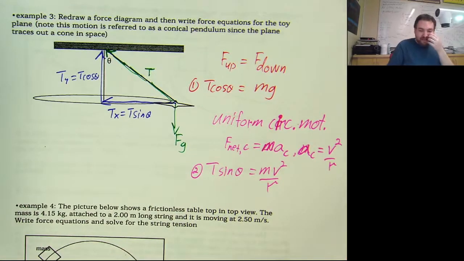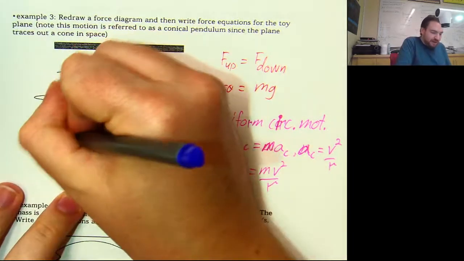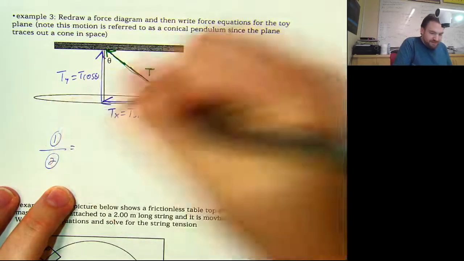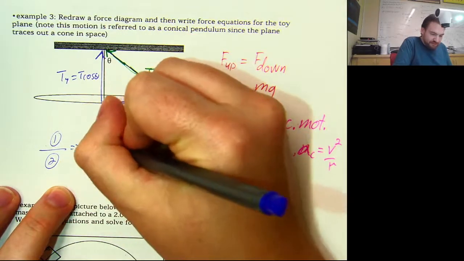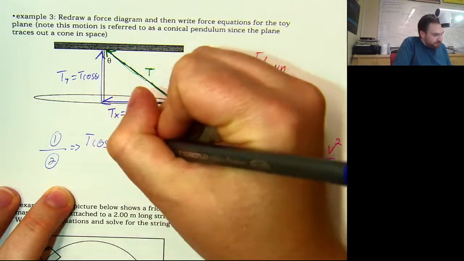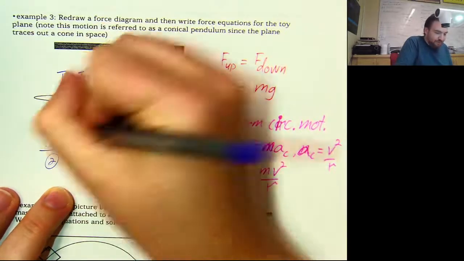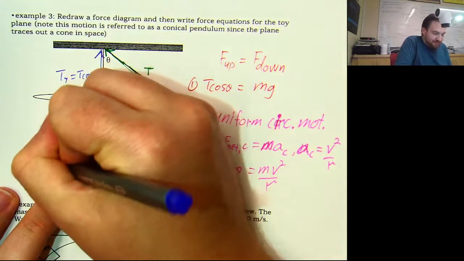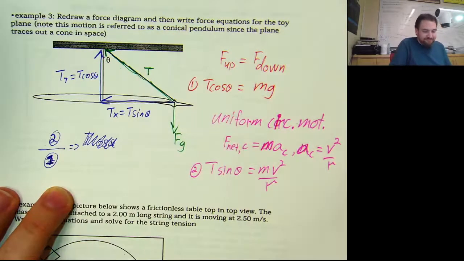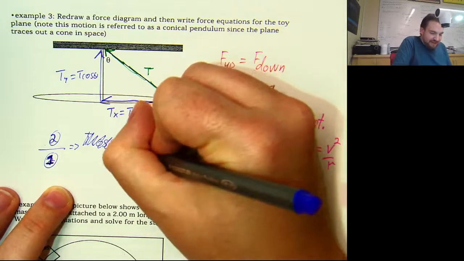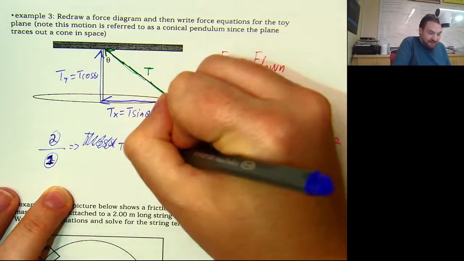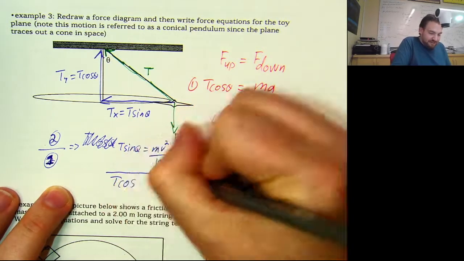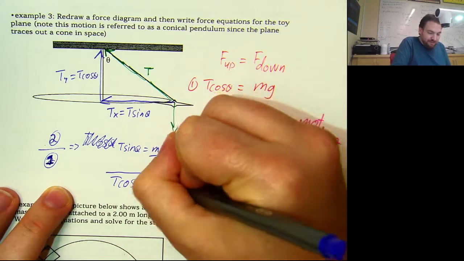For reasons that are going to become evident here in a second, I'm going to take equation 1 and divide it by equation 2 just for fun. Oh, no, I lied. It's 2 over 1. Sorry, my bad. So it's going to be T sine theta equals mv squared over r, divided by T cos theta equals mg.